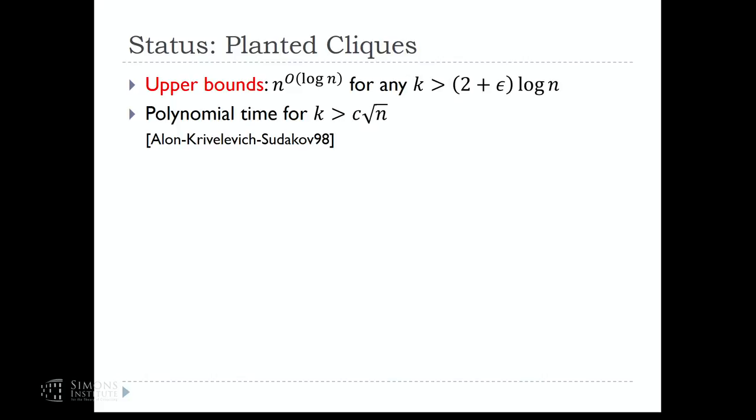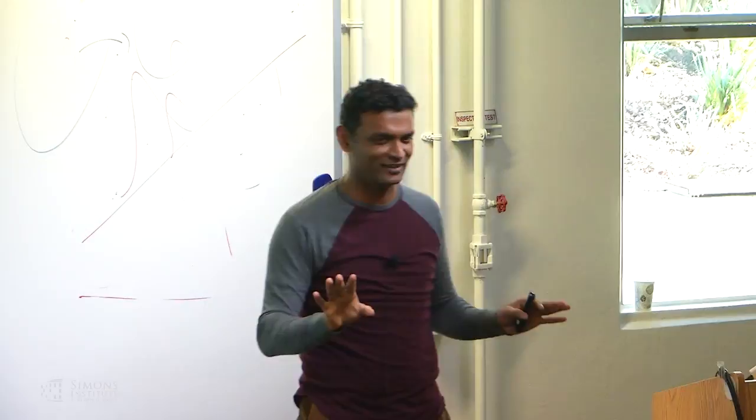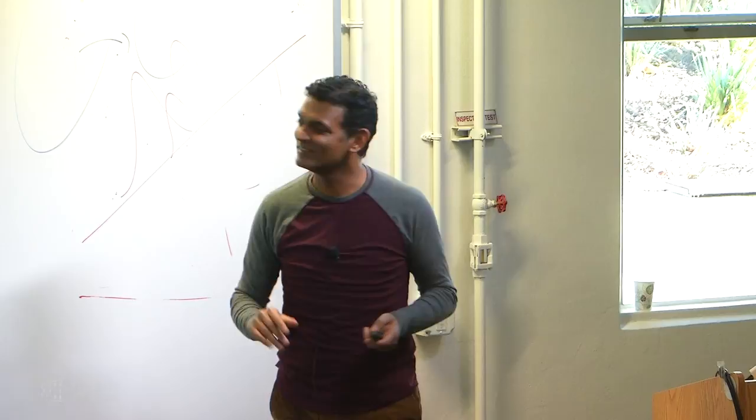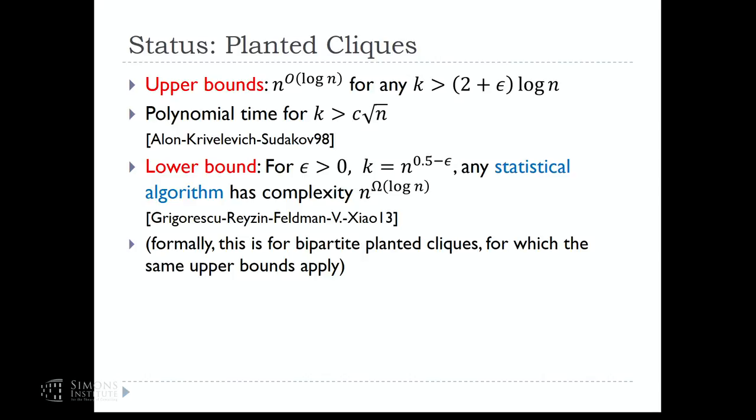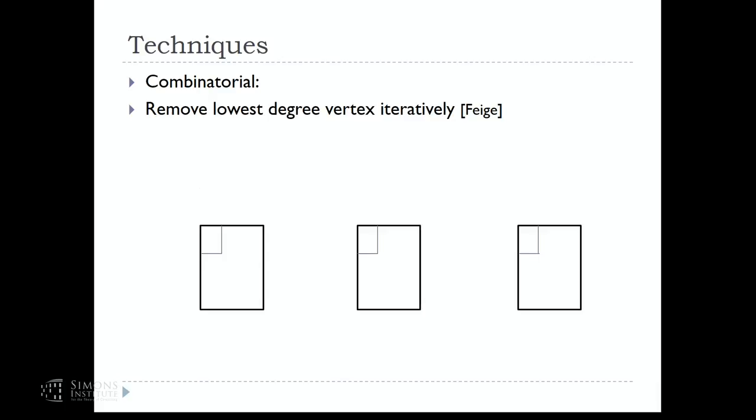And now it turns out that if k is a little bit less than root n, then at least for statistical algorithms, which I still haven't defined, the complexity is n to the log n. So if somebody finds an algorithm, it'll be very interesting. It won't be statistical for one. So is there a polynomial algorithm for any k less than root n? Root n over log n? That would be. And I'm serious in asking the neuroscientists. I mean, they've solved multiple problems. So it's anybody's game, really. So techniques, combinatorial. This is one of the reasons we study problems in this field.